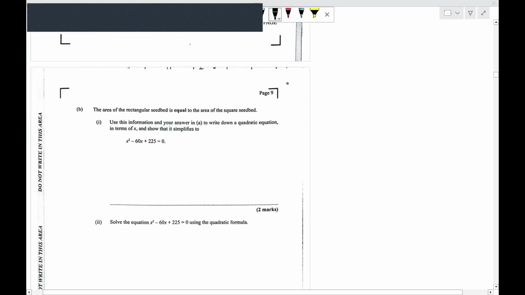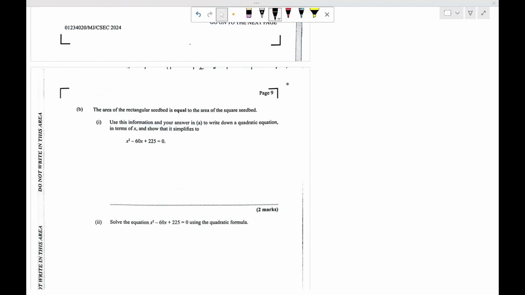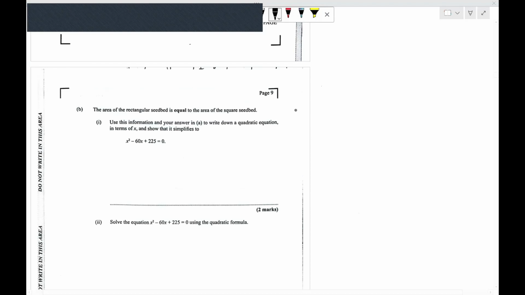Okay, so the area of the rectangular seedbed is equal to the area of the square seedbed. We're going to use that information and the information in the answer above in part A to write down a quadratic equation in terms of x. And we have to simplify it to what we have here, all right? So the area of a rectangle, length by breadth. So that would be 3x by x, right? And they say that is equal to the area of the square, which is side squared, so that will be y squared, right?